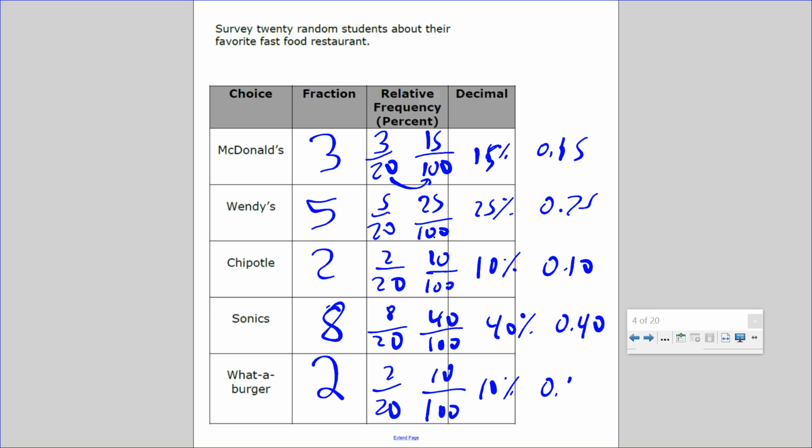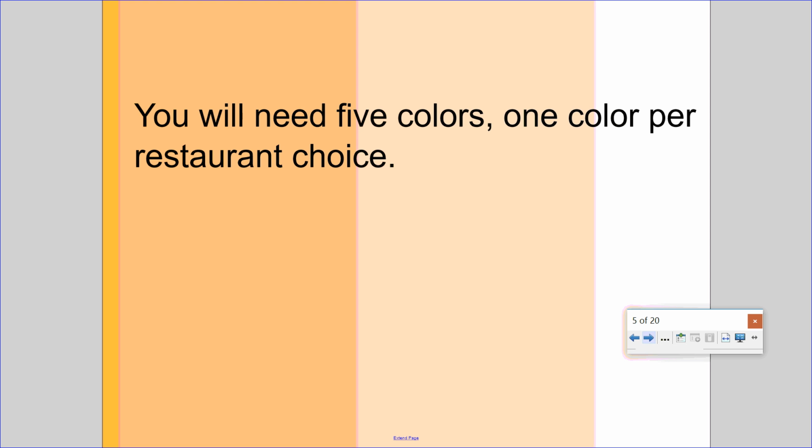So now that we know the percentage selected, what is the mode here? The mode is Sonic. Most people selected Sonic as their favorite go-to fast food restaurant. The least ones were Chipotle and Whataburger. Or What a Burger. Sorry, I mispronounced it.